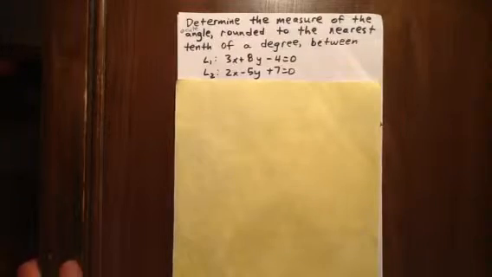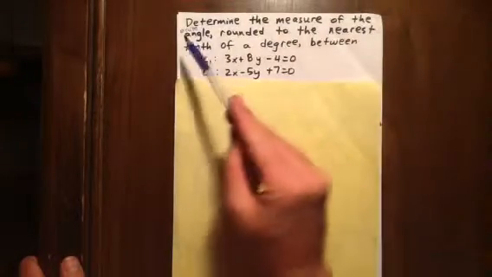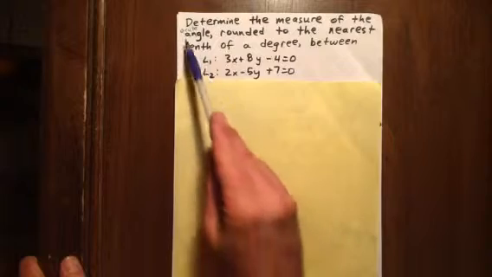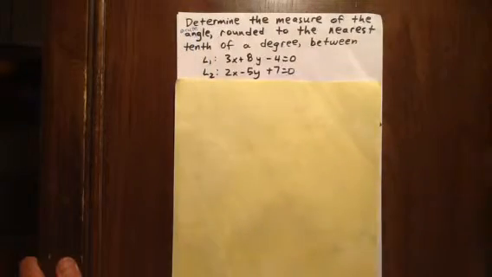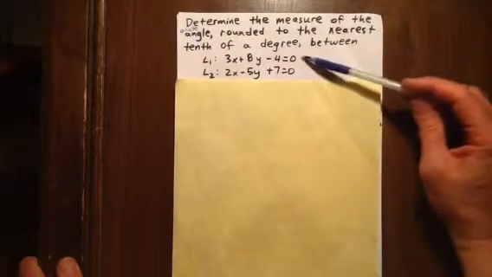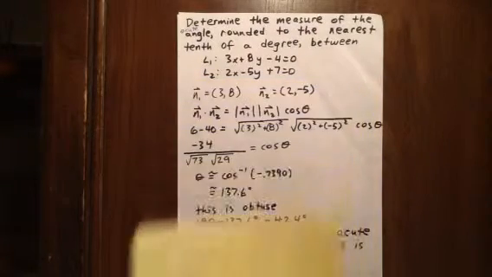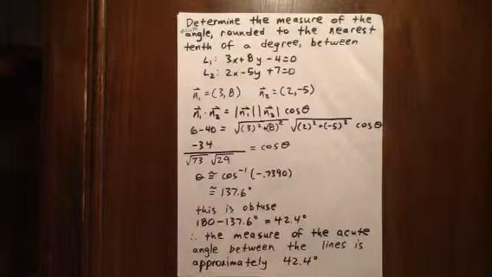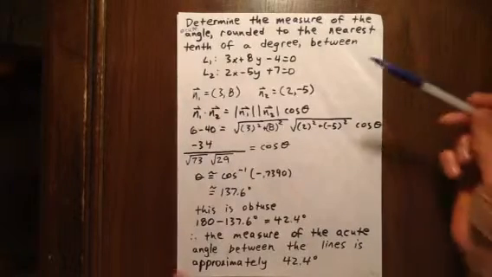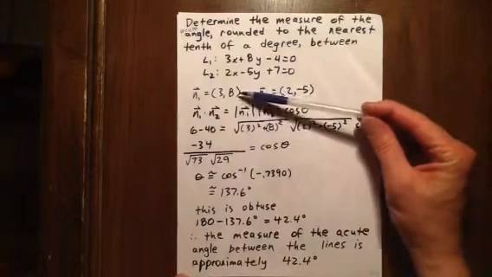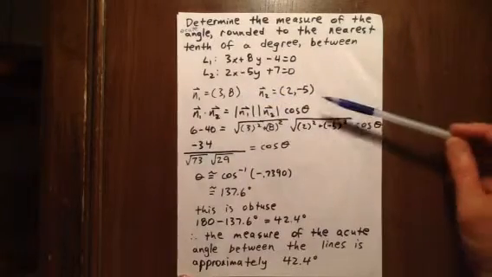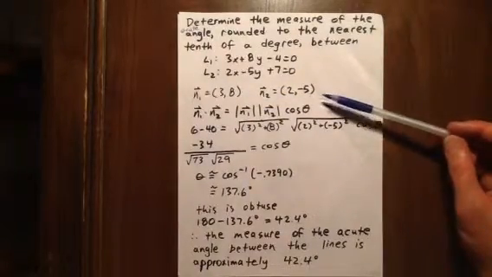In this question, we want to determine the measure of the acute angle. You can see I added the word acute afterwards, between these two lines, rounded to the nearest tenth of a degree. Well, because these are two lines in two dimensions, and because the lines are not parallel, we know that the lines intersect in exactly one point.